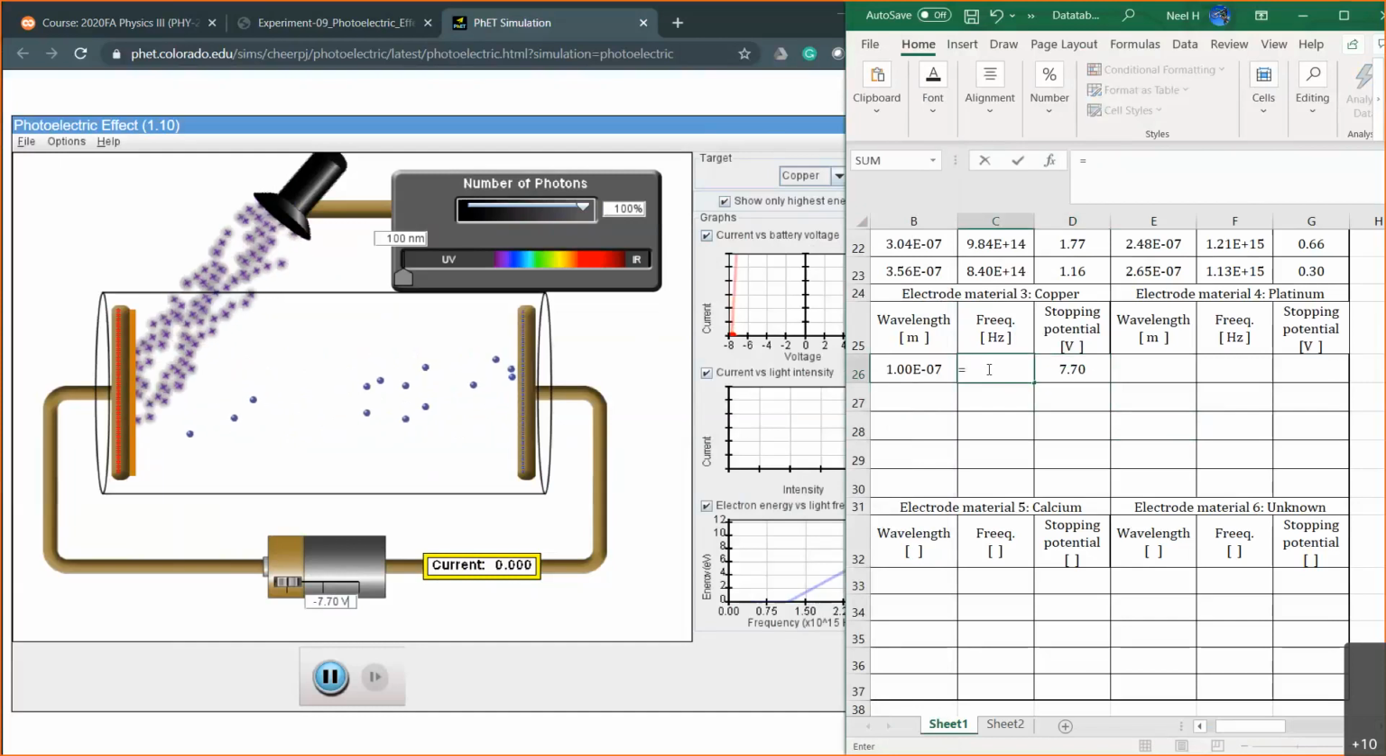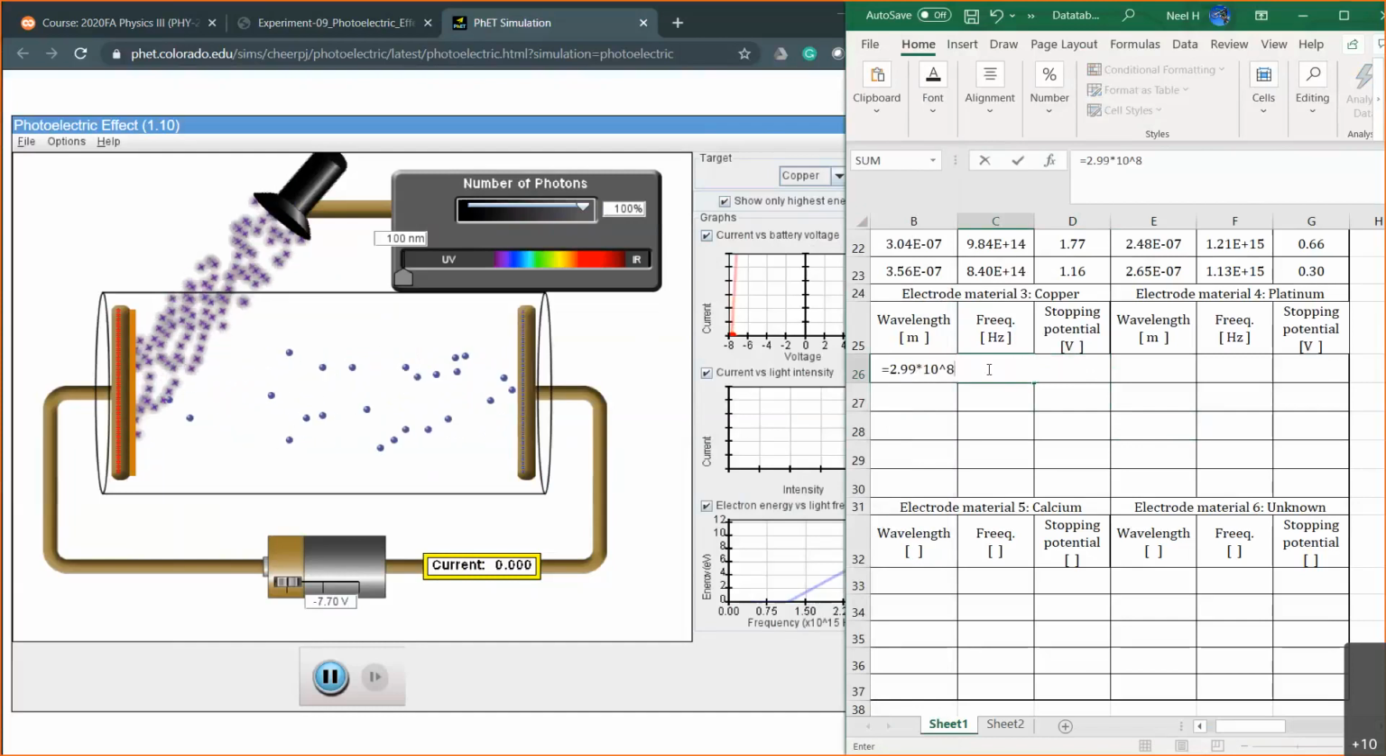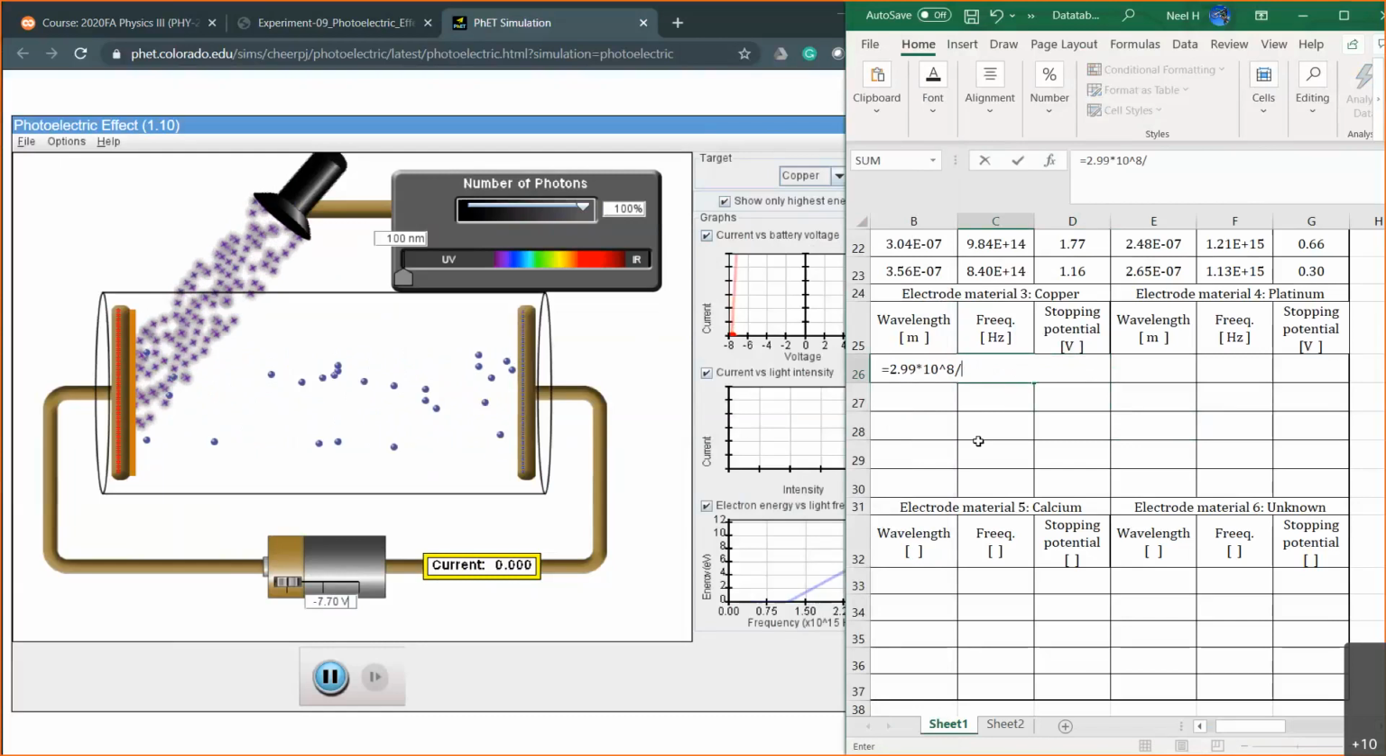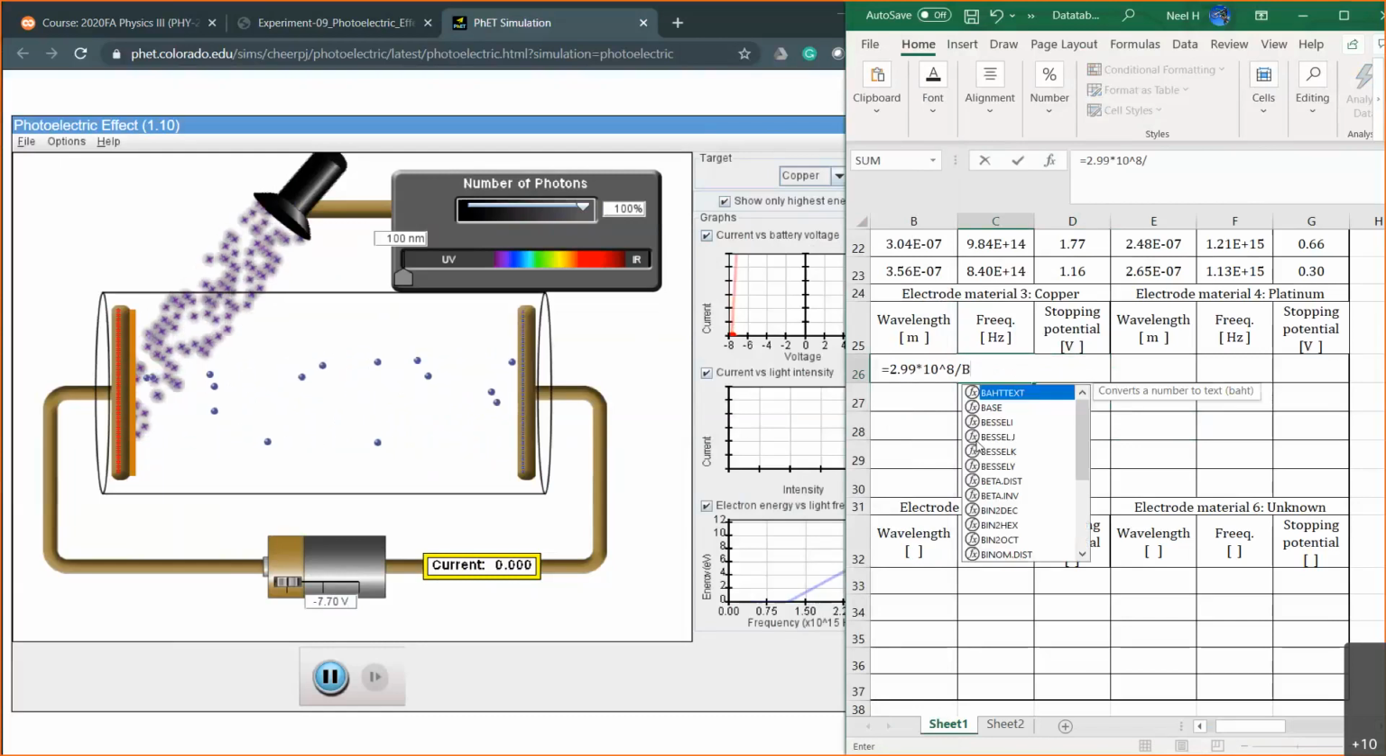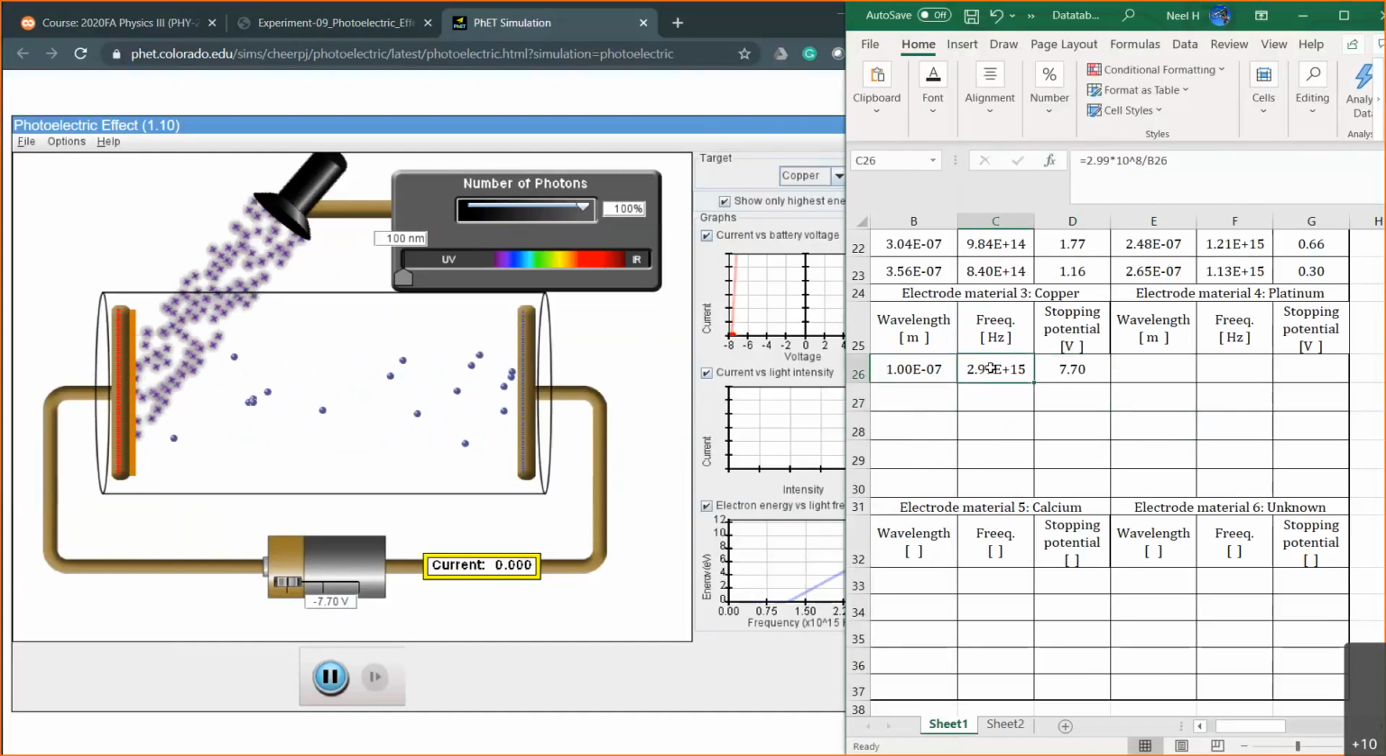Frequency equals speed of the light, 2.99 10 to the power positive 8, divided by the wavelength. Wavelength is on the cell value B26. That should be on the order of 10 to the 15 positive, okay, frequency.